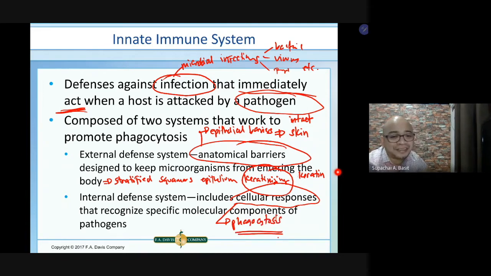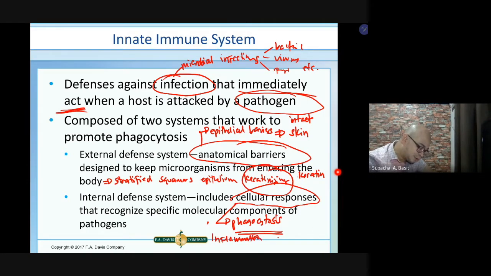Phagocytosis is very important because, as a matter of fact, the third line of body defense system will not even work without phagocytosis, because antigen presenting cells will not be able to display fragments of antigen through MHC class 2 without the process of phagocytosis. Aside from phagocytosis, there's another internal defense system that will allow localization of infection, and that is inflammation.